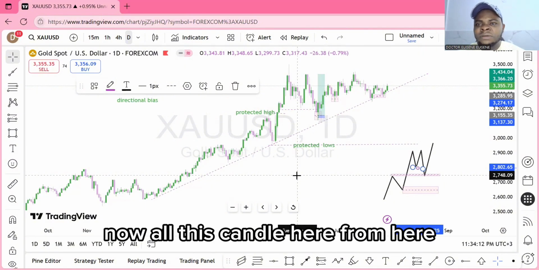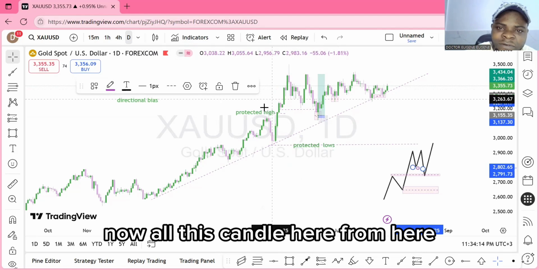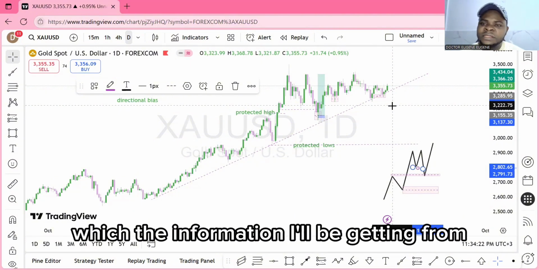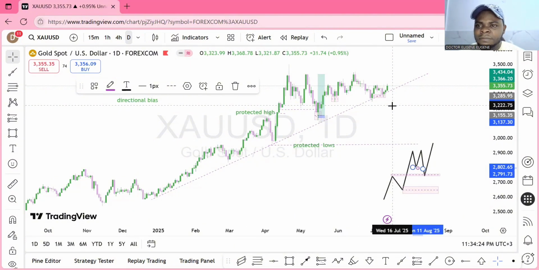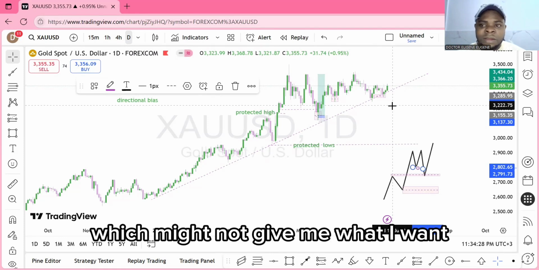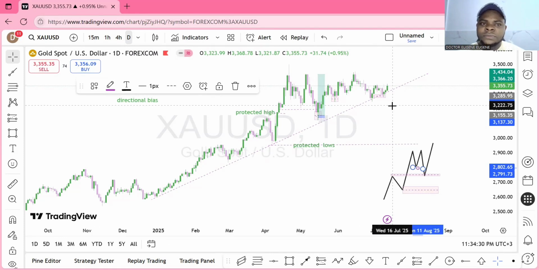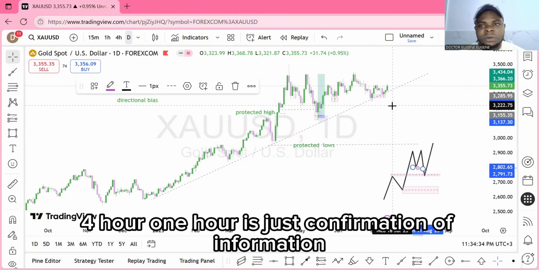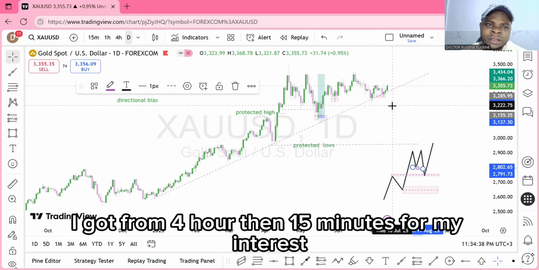Okay, for instance, all these candles here, from here to here, might be a 1 month candle or 2 month candle, which the information I'll be getting from it is very tiny. It's just a small information, which might not give me what I want. So that's why I always start with daily, 4 hour. 1 hour is just confirmation of information I got from 4 hour, then 15 minutes for my entry.